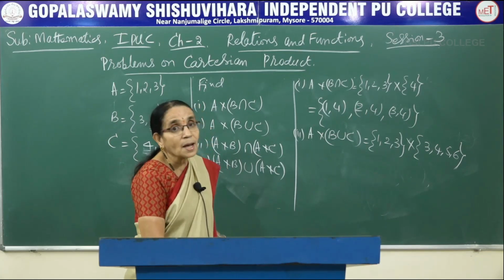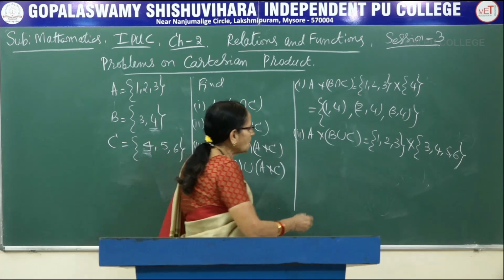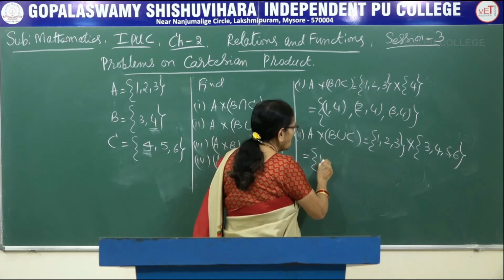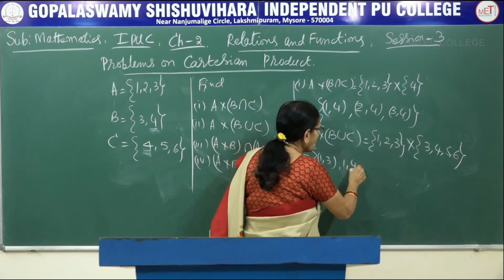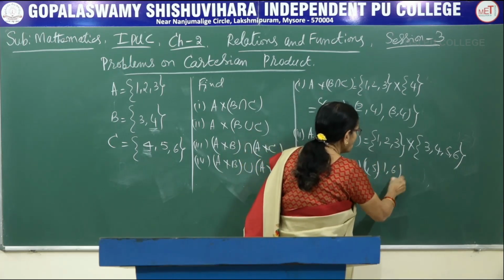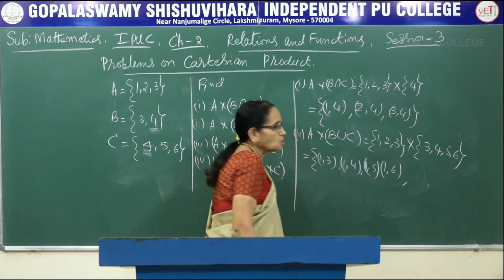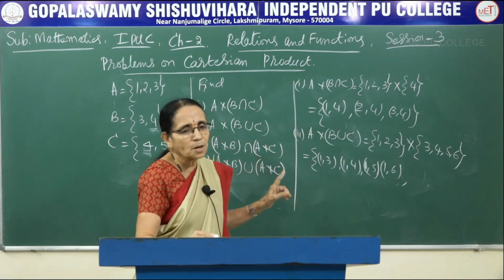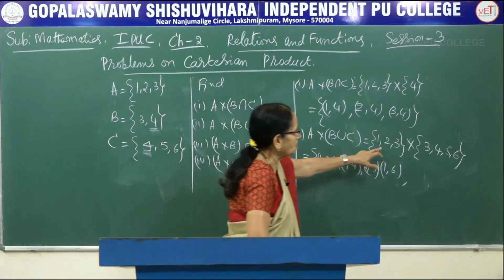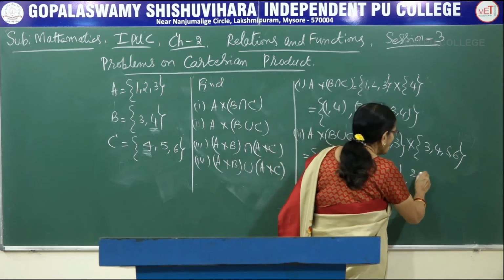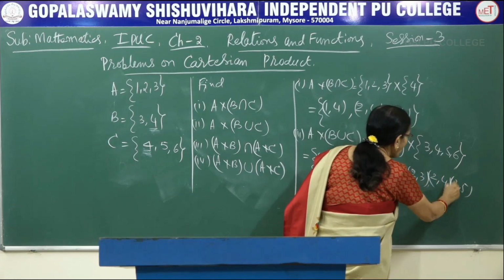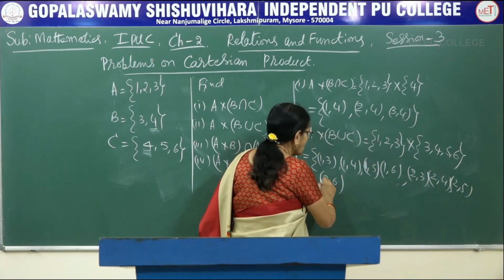There would be 12 elements present. Carefully, you just combine each element with the other element. It is (1,3), (1,4), (1,5) and (1,6). Correct? So 1 with all of 3, 4, 5, 6. Next, what you have to do? You have to take the next element, 2. That means it is (2,3), (2,4), (2,5) and (2,6).